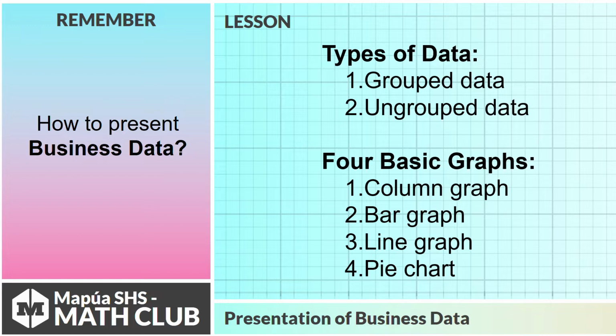Group data is data that is organized and arranged into different classes or categories, while ungrouped data is data that is not organized or, if arranged, could only be from highest to lowest or vice versa. Now we have the four basic graphs, which are the column graph, bar graph, line graph, and pie chart.